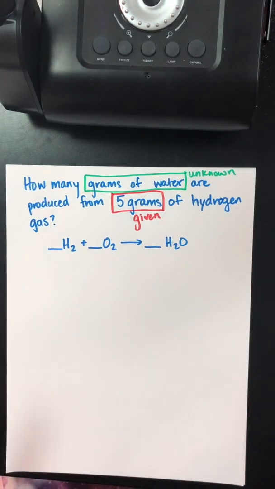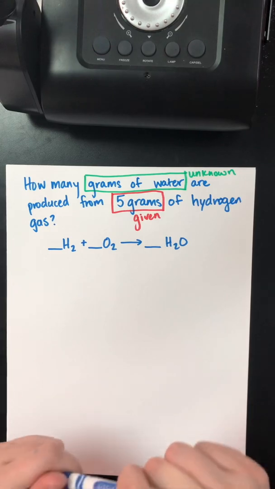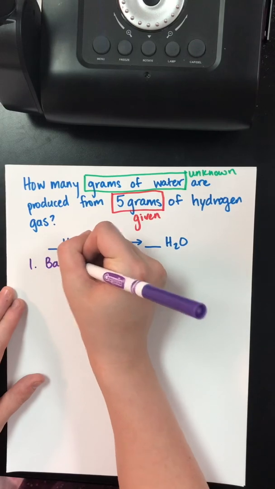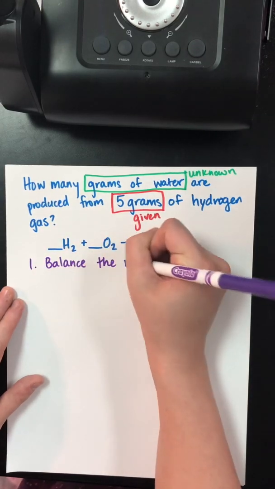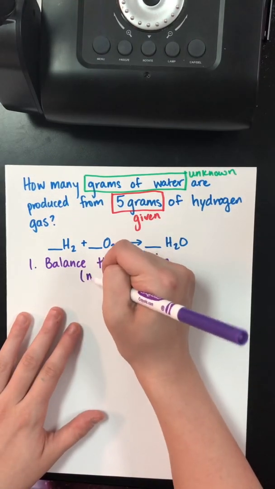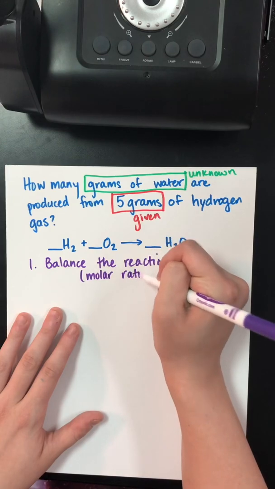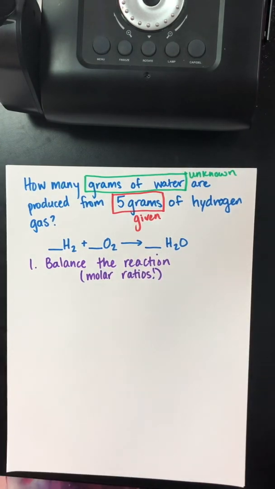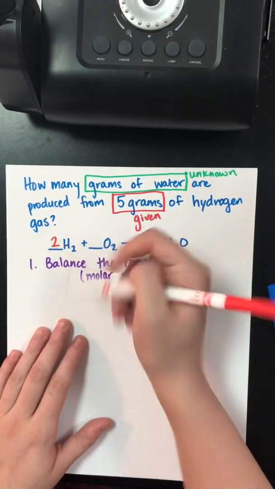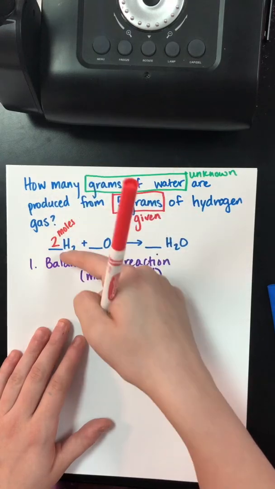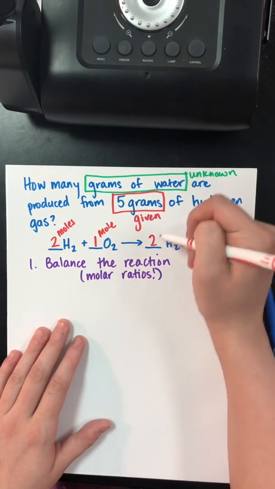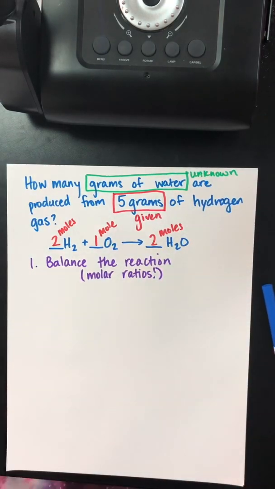Whenever we're doing a problem like this, the first step is to balance the chemical reaction that you see. So I'm going to write down the steps as I do them. Step 1 is to balance the reaction. It's important to balance the reaction because that gives us the molar ratios. So this particular problem, when it is completely balanced, we have 2 moles, remember this means moles, of hydrogen gas, 1 mole of oxygen gas, and 2 moles of water produced.